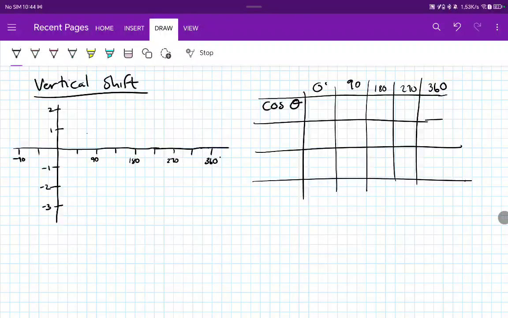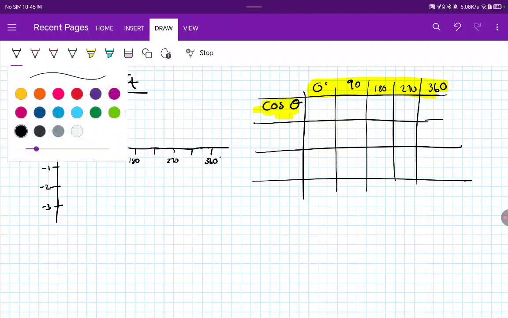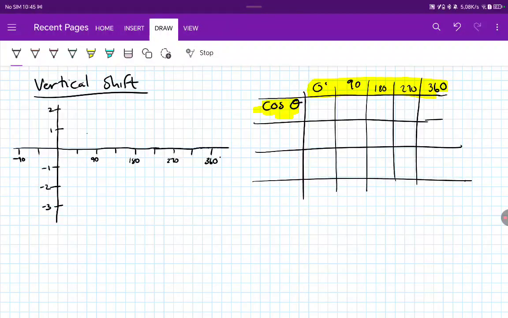Let's have a look at a vertical shift. So if we're going to do cos of theta, remember that this portion that I highlight, you do basically put it on the paper before you fill it in. Memorize this line, which is your cos, which is going to be 1, 0, minus 1, 0, 1. If you haven't memorized it, you can input it into your calculator. You will get the answers, but that's time consuming.